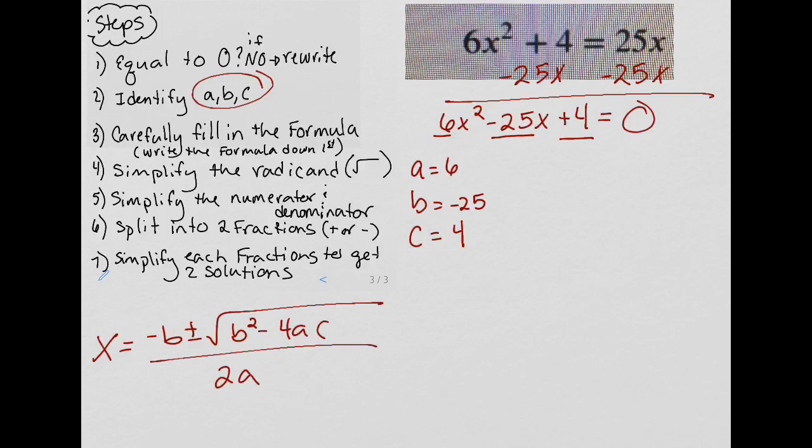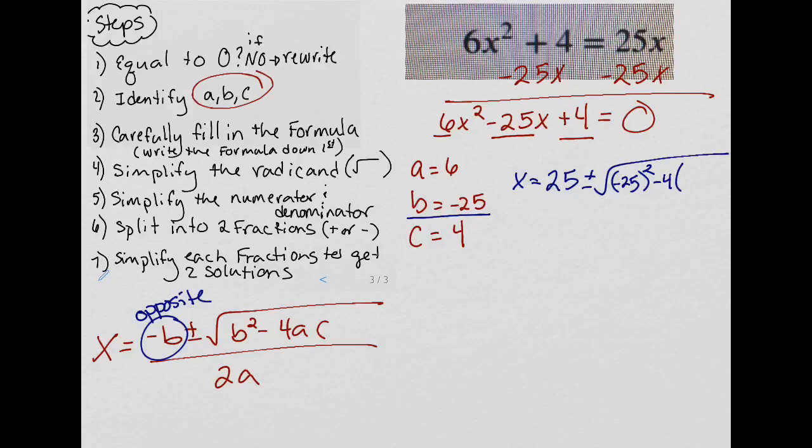So now as I fill it out, I'm going to be really careful about all my signs, and I'm going to use parentheses and keep my work really clean and organized. So I have x is equal to negative b, which is just saying the opposite of the b value. My b value is negative 25, so a negative is positive. Plus or minus the square root of b squared, and our b value is negative 25, minus 4 times a times c. A is 6, c is 4, all over 2a with a being 6.